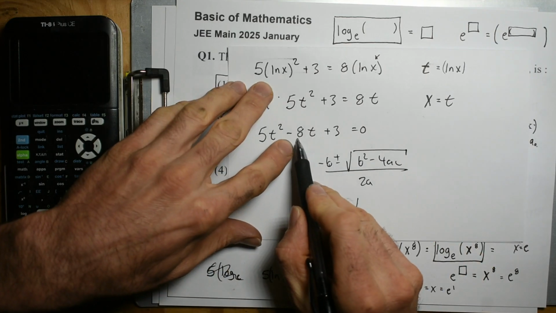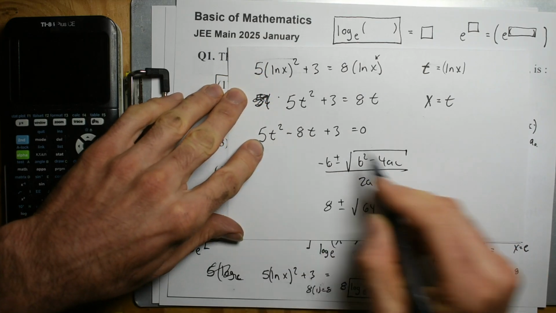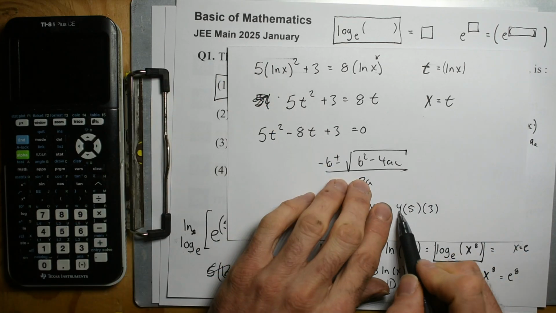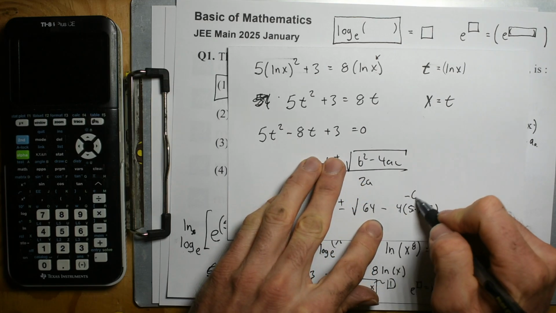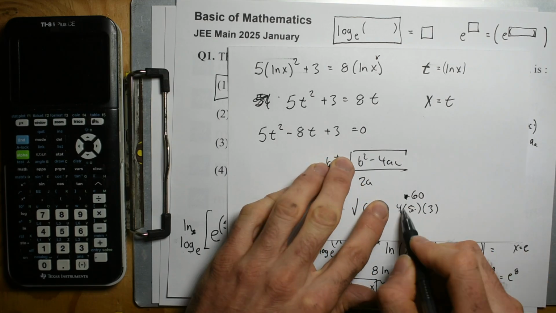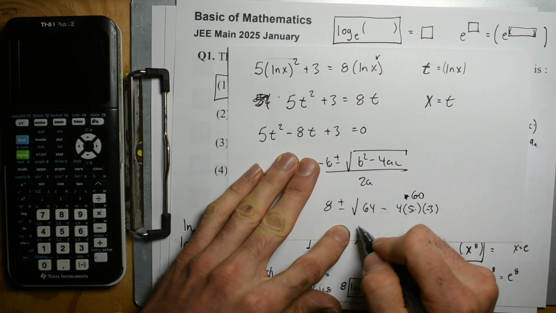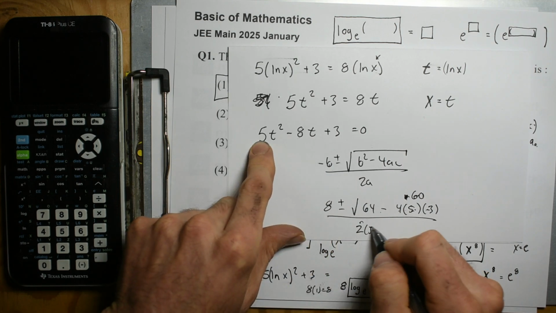We're going to square this negative number. That becomes positive 64. Minus 4, 5, and c is 3. So this is 20 times 3. That's 60. Negative 60. You know what I mean? Or just this is 64 and we're subtracting 60. So we have the square root of 4. That's going to be 2. And this is all divided by 2 times 5, which is 10.